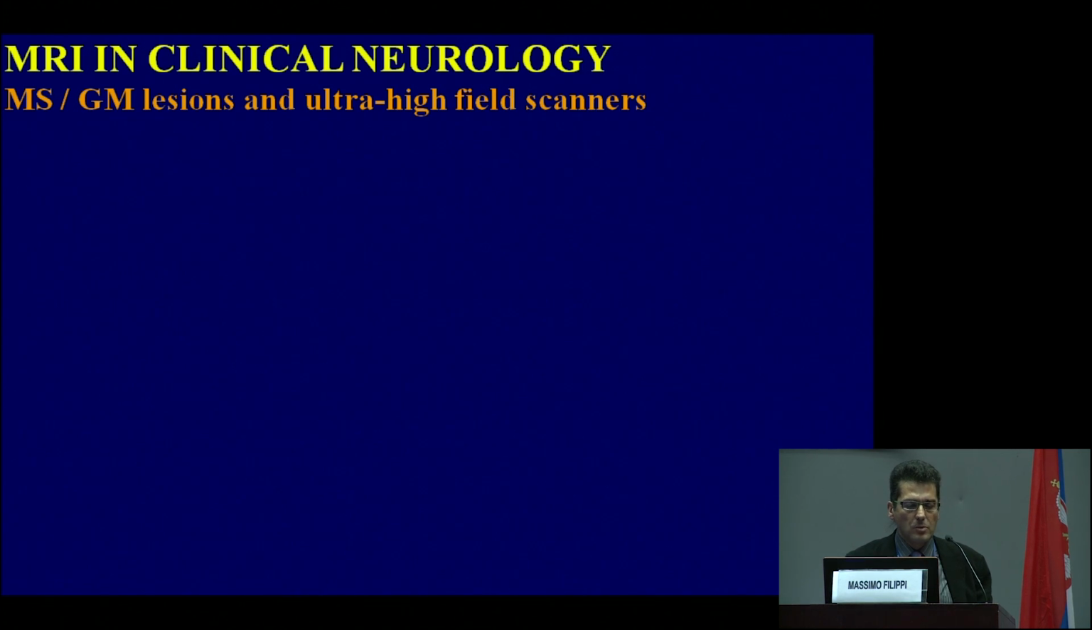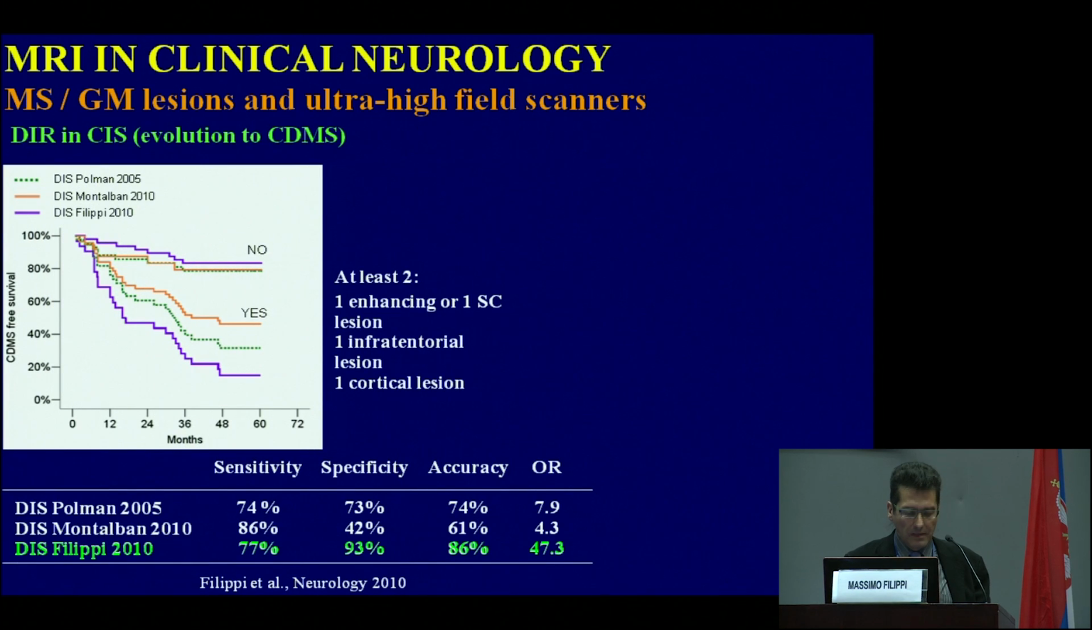So one of which is to assess, in addition to white matter lesions, also cortical lesions, gray matter lesions. We did this work a few years ago, where we showed that if you use double inversion recovery sequences to pick up cortical lesions, you can improve the diagnostic accuracy of the model with a 4-year follow-up in CIS patients in a quite reasonable way compared to previous criteria.